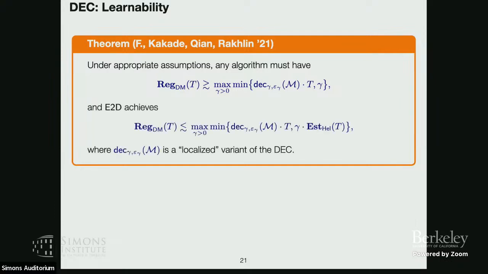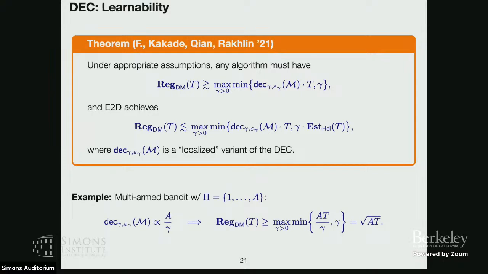Intuitively, this says if the DEC is large, your regret has to be large. But the cool thing is that if you run a slightly more refined version of this E2D algorithm, you can get a regret bound that matches this up to the dependence on this Hellinger estimation error. So up to whatever the estimation rate for your class is, you're getting upper and lower bounds that quantitatively match.